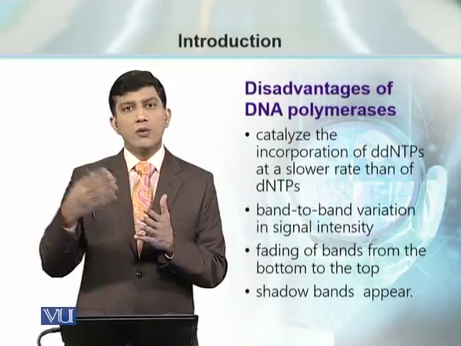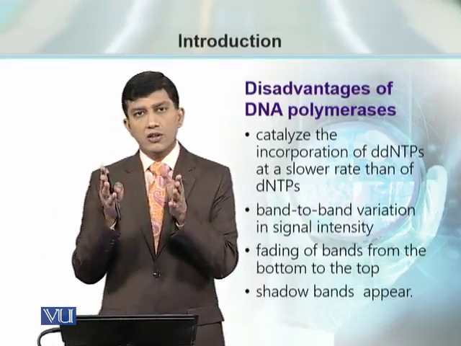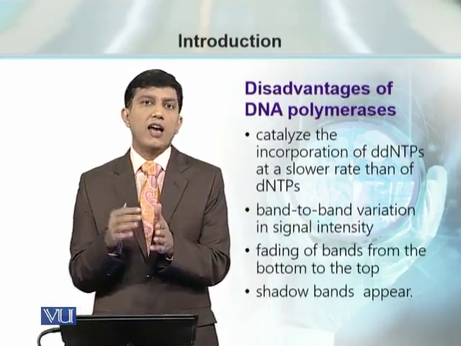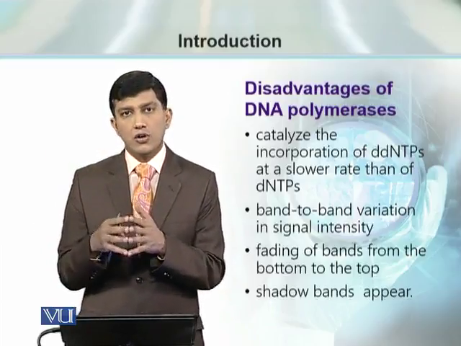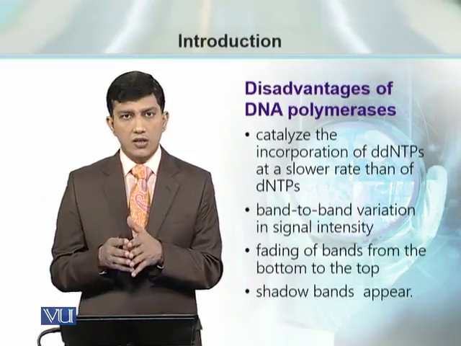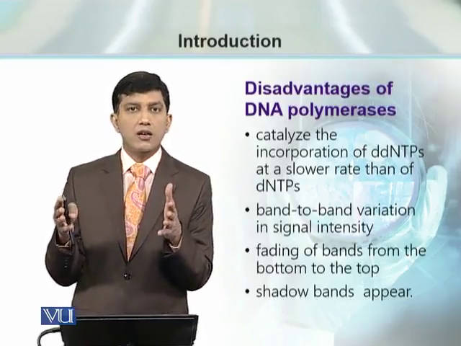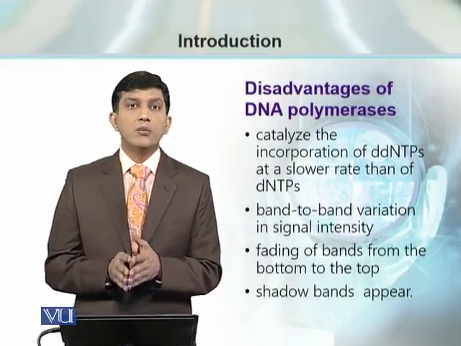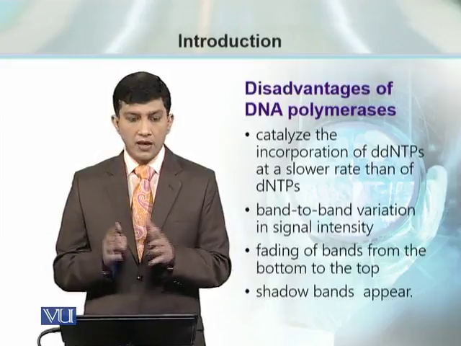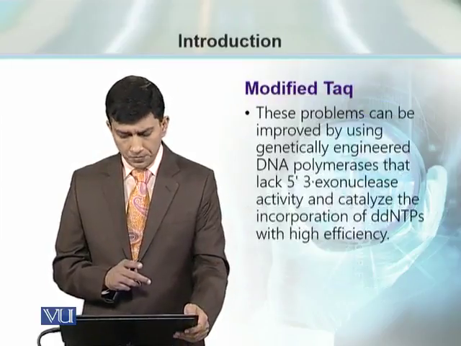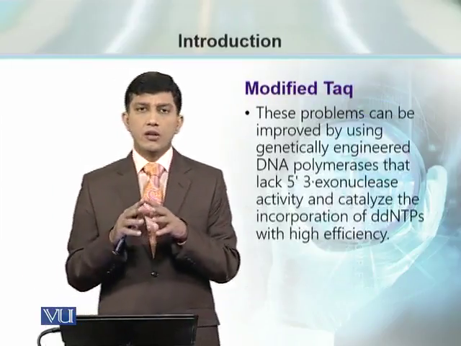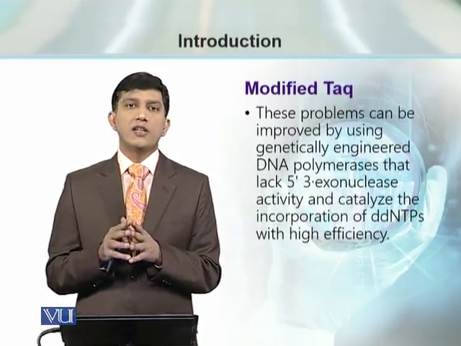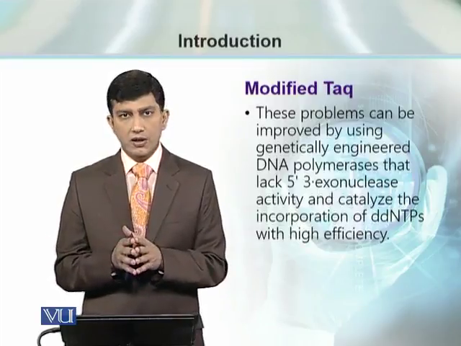Bottom to top means when we do the gel electrophoresis, जो bands bottom पे आए हैं, they are having shorter size as compared to those which are at the top of the gel. They are longer in size. So the longer the DNA fragment, the more it is going to be faded in the electrophoresis, and sometimes shadow bands appear. This could be due to the reason that Taq polymerase has 2 activities. It has proofreading ability as well as polymerization ability.